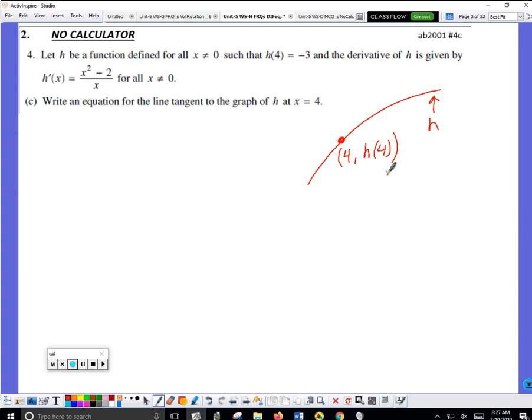And the goal of the problem is to write the equation of the line that is tangent. This should feel like review from Unit 3.